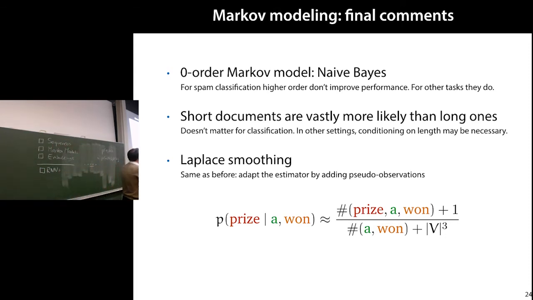And in order to make sure that everything still normalizes to one, you need to add a little term to your denominator, which is basically the size of your vocabulary raised to the power of the number of items you have here. So the cube of the size of your vocabulary, and then you can be sure that this all normalizes to one again, if you sum it over all trigrams.